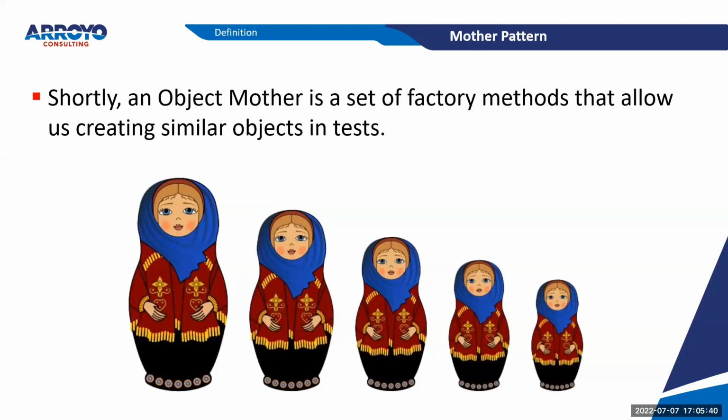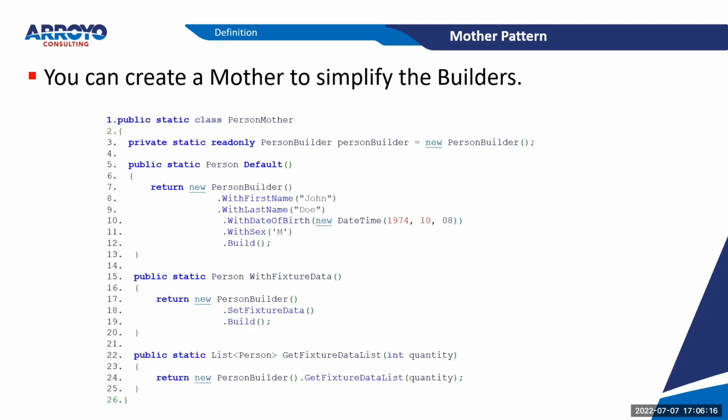So the model pattern is a factory method, a factory class that allows you to simplify the creation of a specific set of values. You can use this pattern to generate them using only one method, with that assignment by default, or basic, or however you want to call it. In this case, the model pattern internally uses a builder pattern, okay?